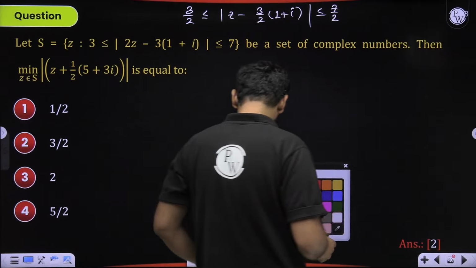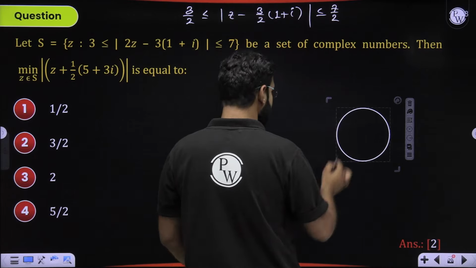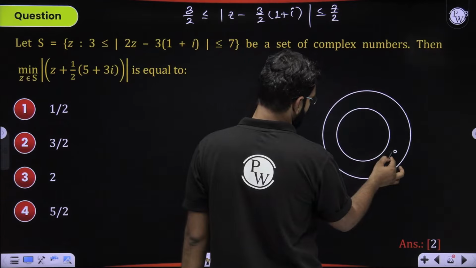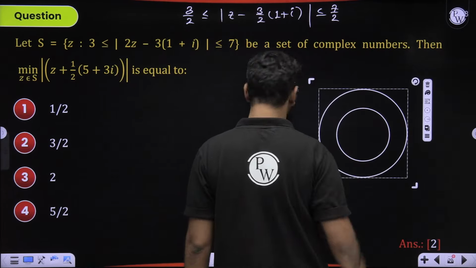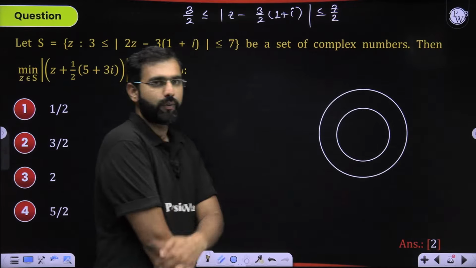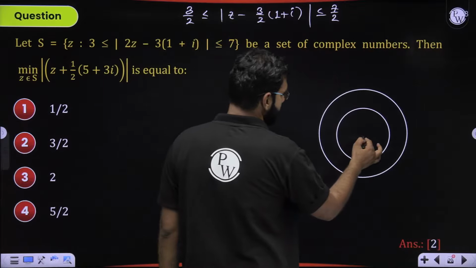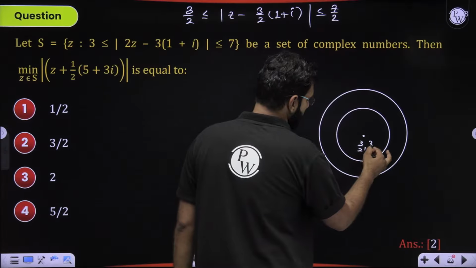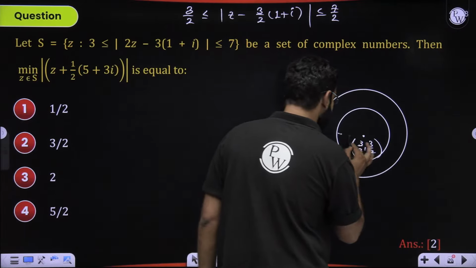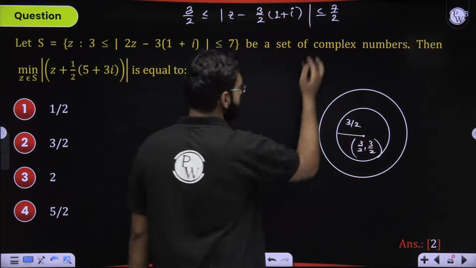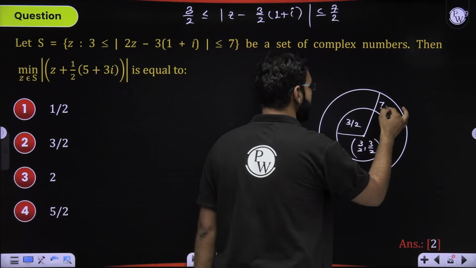So here, if I try to make you visualize it, you are dealing with 2 circles, and those 2 circles are concentric circles. All you need to understand is that the circles have center 3 by 2 comma 3 by 2. The inner circle has radius 3 by 2, and the outer circle has radius 7 by 2, which I'm writing here.